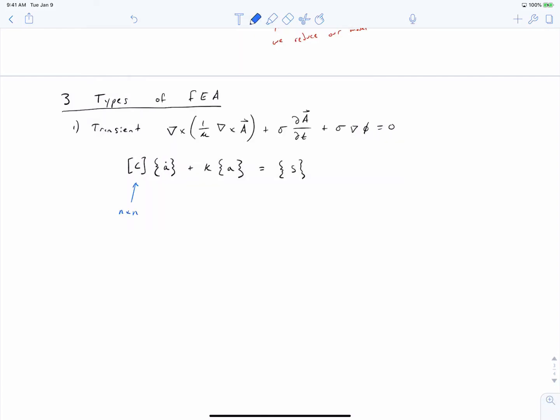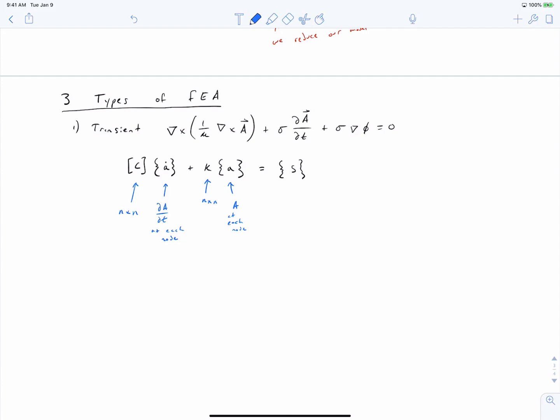By n, where we have n nodes in our solution, in our mesh. So you come up with a mesh, it has 100,000 nodes. That means that you have a matrix C and a matrix K that are size n by n. And that means that you have this vector A dot and A that have n rows to them, because A dot is our vector potential, is the value of dA dt at each node. And A is the value of our vector potential at each node.